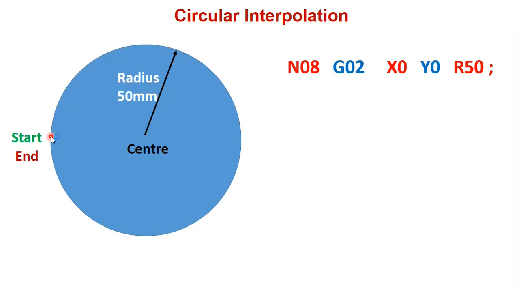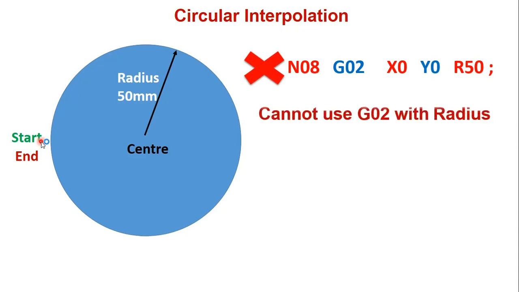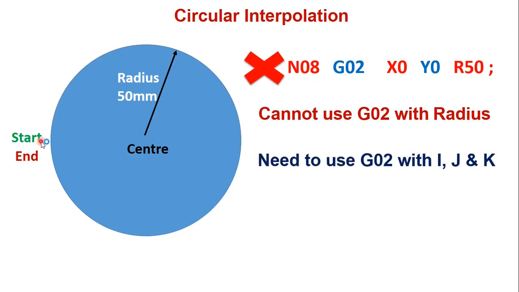So what it says is that it will not execute the command, because it has already reached the end point, since both the start and end points are the same. That's why this method cannot be used in a situation like this. So we cannot use G02 with radius in the current problem. What we have to use is IJK with the same combination of G02 or G03.